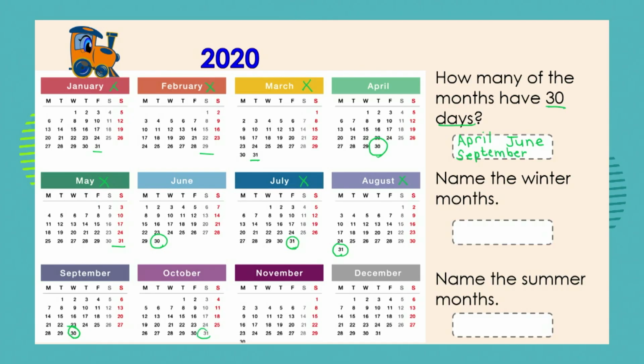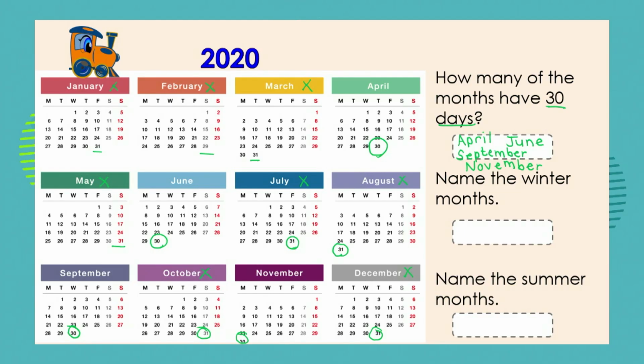October has 31 days, so we won't include October. November has 30 days, so we can write November. And our last month of the year, December, has 31 days, so we won't write December. Good work. Let's look at the next question.